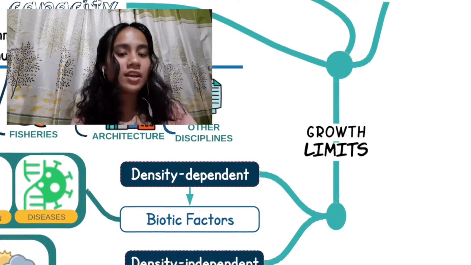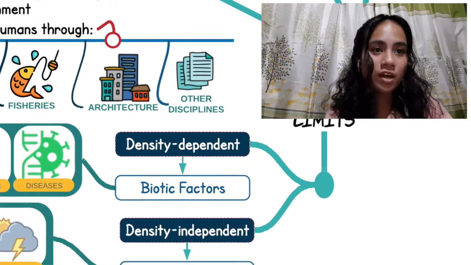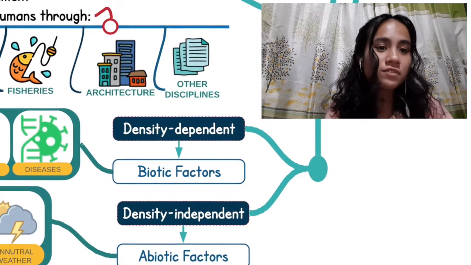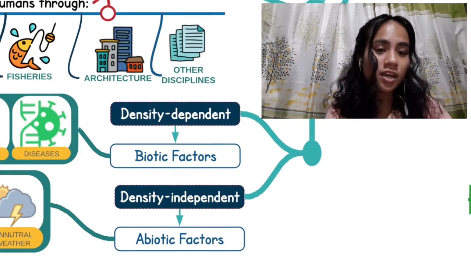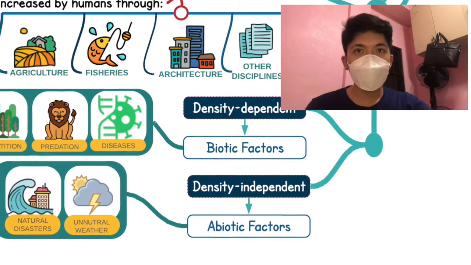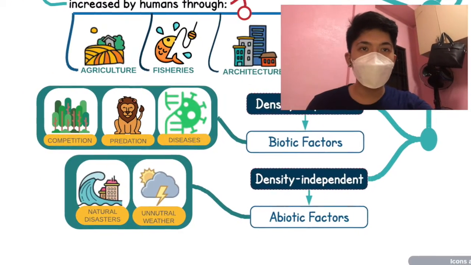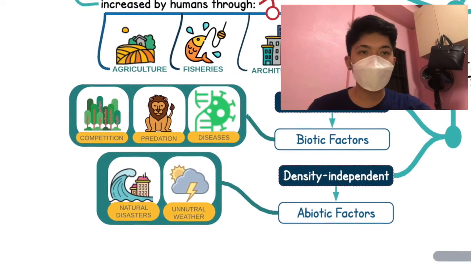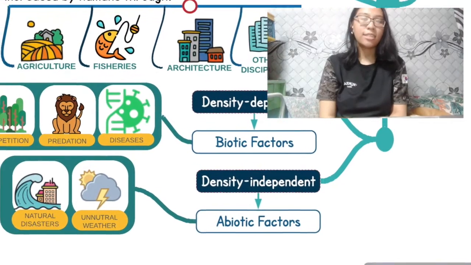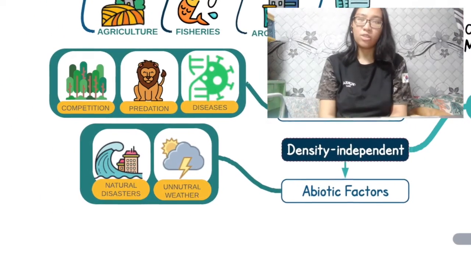Limiting factors determine the carrying capacity of an environment for a species. And these factors are of two kinds. The first factor is density dependent, and the other one is density independent. The first limiting factor is termed density dependent because it depends on the population densities. This includes biotic factors such as competition between organisms, predation, parasitism, or disease, and so on. The second factor does not depend on the population densities, hence it is termed density independent, and that includes abiotic factors such as natural disaster or unusual weather.